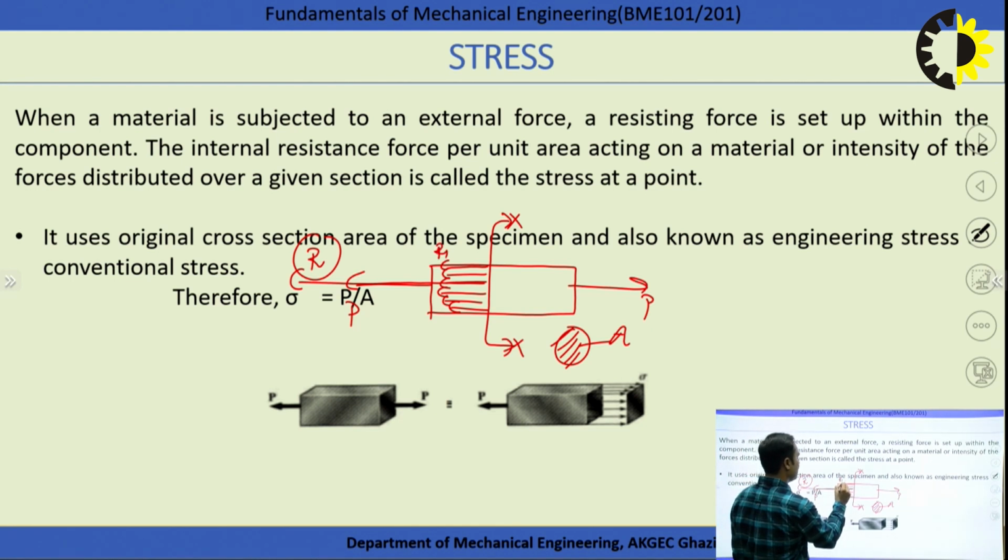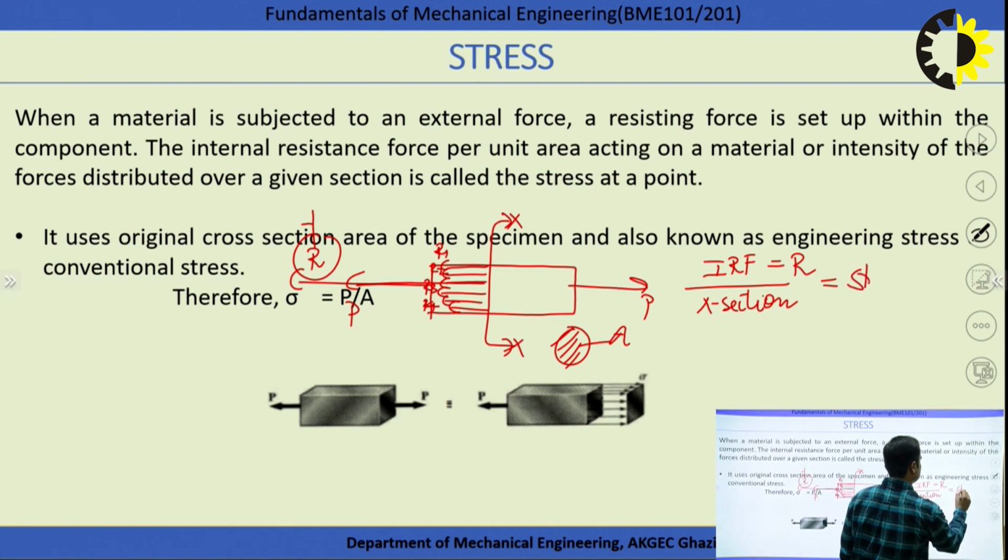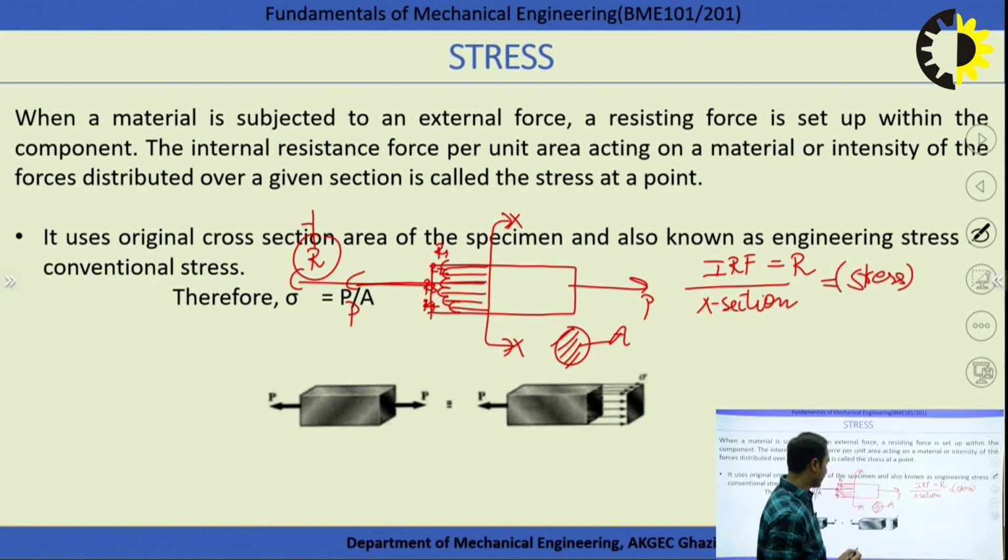Suppose this is R1, R2, R3, R4, there are infinite forces acting over it. If I am considering the resultant of these forces, that is called R. And what is this R? This R is called the internal resistance force. And this internal resistance force per unit cross-section area is called stress. Normal stress generally we are talking about, right?